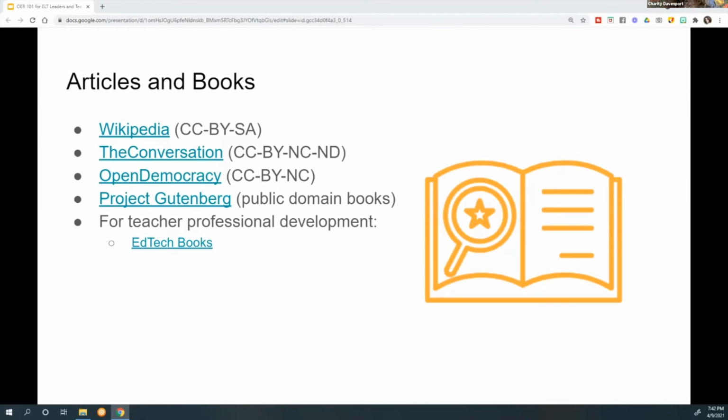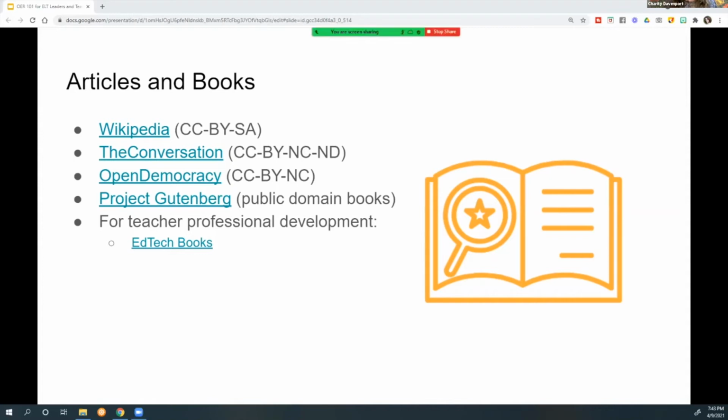The Conversation is a news website that I really like. All of the articles are written by academics, but it's still kind of like breaking news, important things happening. The only thing I don't like is it's Creative Commons, but it's not openly licensed. It has that ND license, meaning I can't edit it, but we can still share the articles with students. Open Democracy is also a similar website.